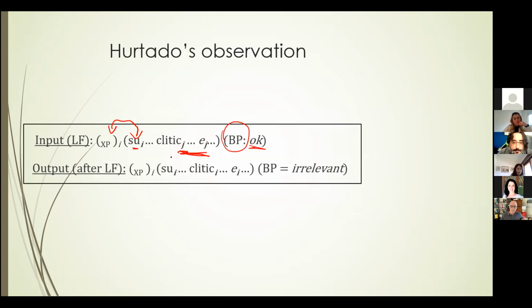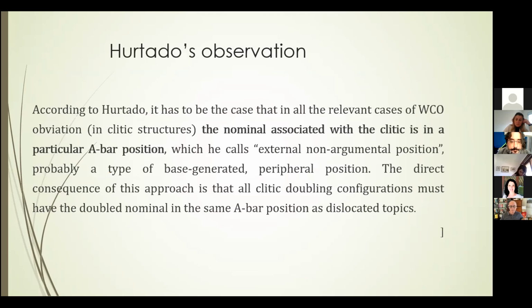After LF, you apply the predication rule and you obtain this clitic chain, which is co-indexed with SU, but now this is irrelevant because the rejection principle was calculated before. Okay. So according to Hurtado, it has to be the case that in all the relevant cases of weak crossover obviation in clitic structures, the nominal associated with the clitic is in a particular A-bar position, which he calls external non-argumental position, probably a type of base-generated peripheral position.